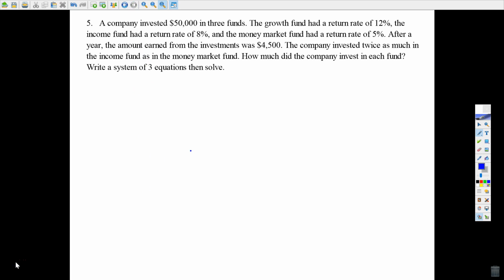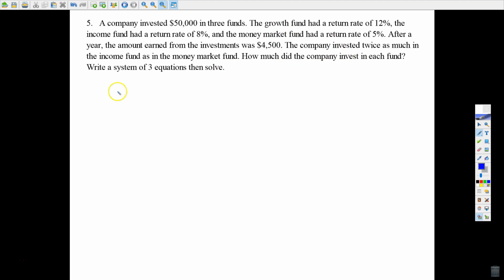So now we'll take a look at this 3-variable system problem. The ultimate question to be answered is how much did the company invest in each of 3 different funds? And as you can tell at the beginning of this problem, the total amount invested split up among those 3 funds is $50,000. So if you go to the question, that will lead you to how to set up your variables. The question: how much did the company invest in each fund?